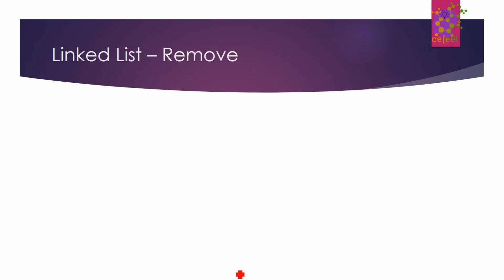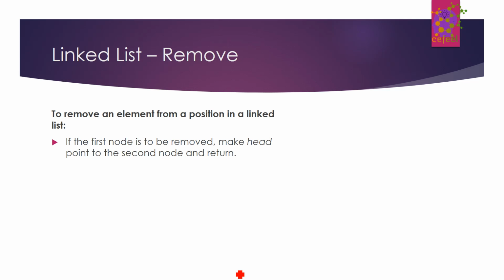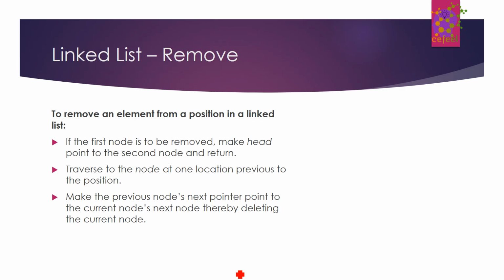Cool. So now let's go ahead and see the remove operation. The remove operation is pretty similar, which means we follow a similar process. To remove an element from a position in a linked list, if the first node is to be removed, it's a special case. We'll have to make head point to the second node, then delete the first node, and then return. Otherwise, we move to the node one location previous to the position, and then make the previous node's next pointer point to the current node's next pointer, thereby deleting the current node.